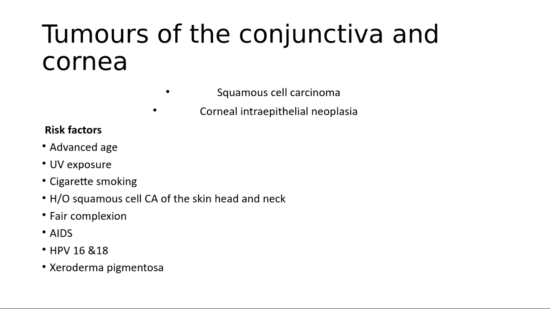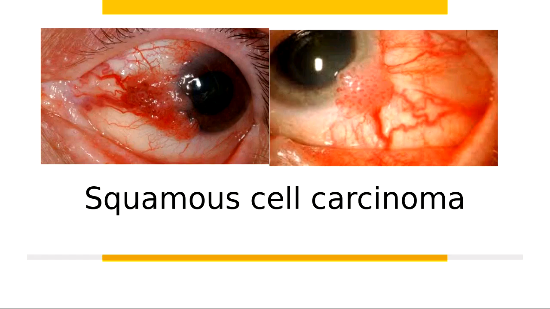All right, so let's go now to the conjunctiva and the cornea. So we have squamous cell carcinoma, corneal intraepithelial neoplasia, which we call CIN for short. So risk factors: advanced age, UV exposure, cigarette smoking, history of squamous cell carcinoma of the skin, head and neck, fair complexion, the usual story: AIDS, HPV 16 and 18, xeroderma pigmentosum. So let us look at what we're looking at now.